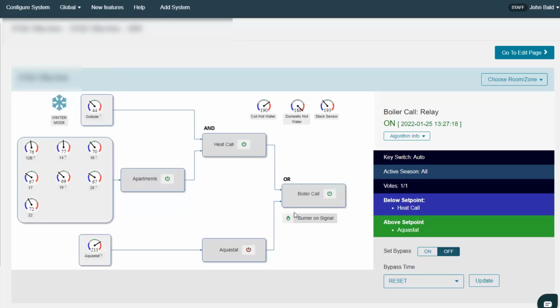All right, I guess that's an overview of the typical algorithms in EMC 2020.